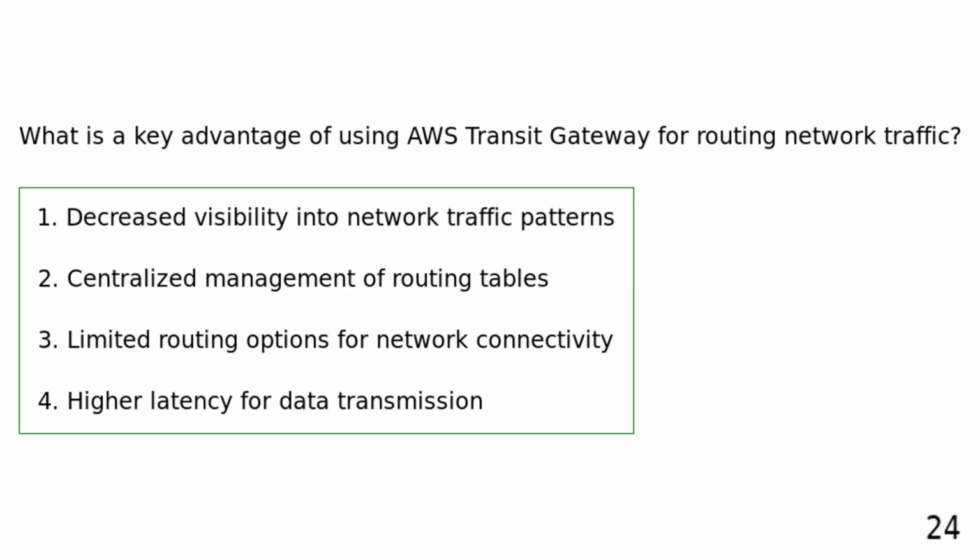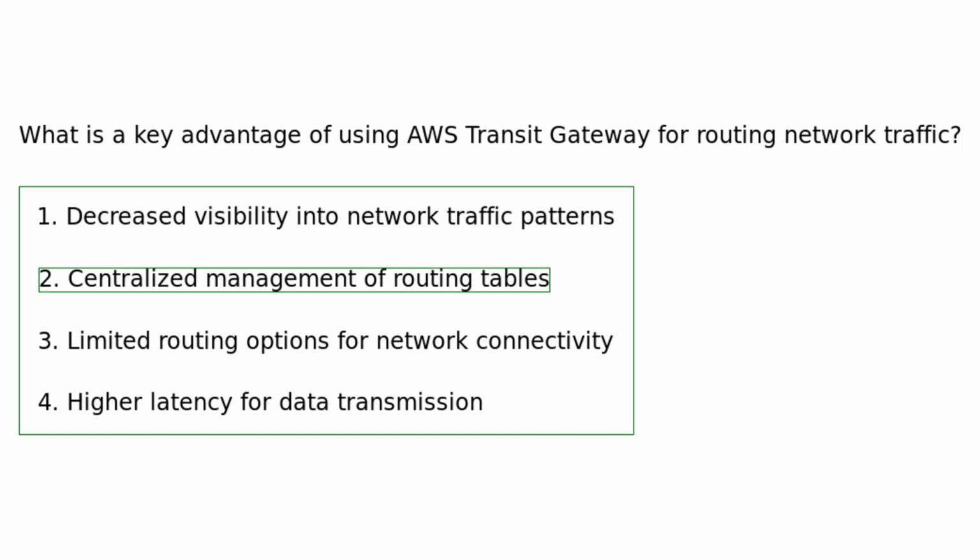What is a key advantage of using AWS Transit Gateway for routing network traffic? Decreased visibility into network traffic patterns. Centralized management of routing tables. Limited routing options for network connectivity. Higher latency for data transmission. A key advantage of using AWS Transit Gateway for routing network traffic is centralized management of routing tables, allowing for efficient routing decisions and streamlined network connectivity.